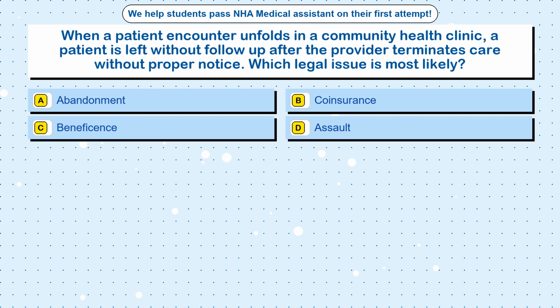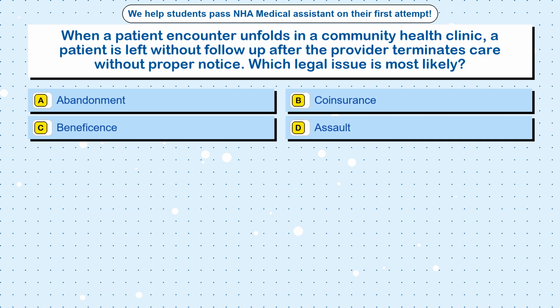Question 65. When a patient encounter unfolds in a community health clinic, a patient is left without follow-up after the provider terminates care without proper notice. Which legal issue is most likely? Option A, abandonment. Option B, coinsurance.